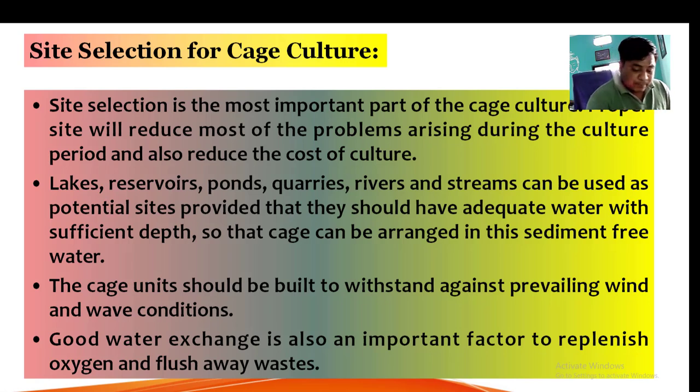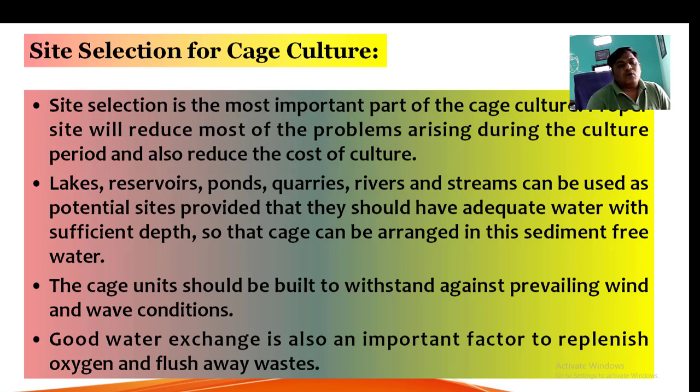In what places do we install the cages? Site selection is the most important part of cage culture. A proper site will reduce most of the problems arising during the culture period. Just before the culture, we have to solve this problem, because when we select the most suitable site for cage culture, then there is no problem in future for the culture of fishes. It reduces most of the problems arising during the culture period and also reduces the cost of culture.